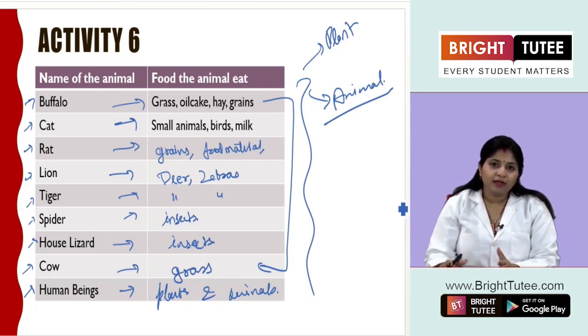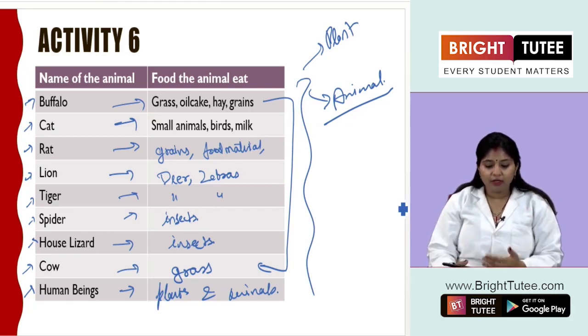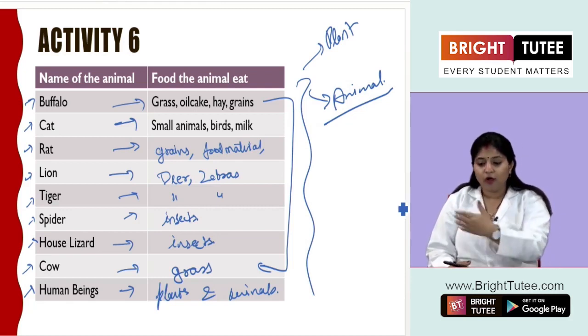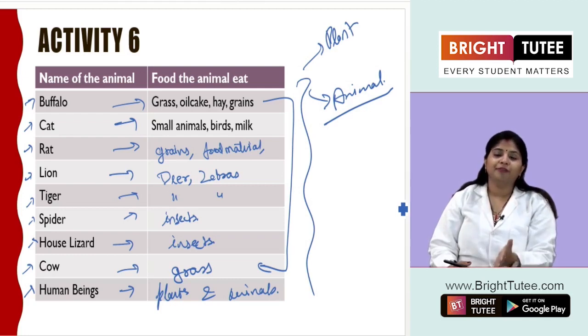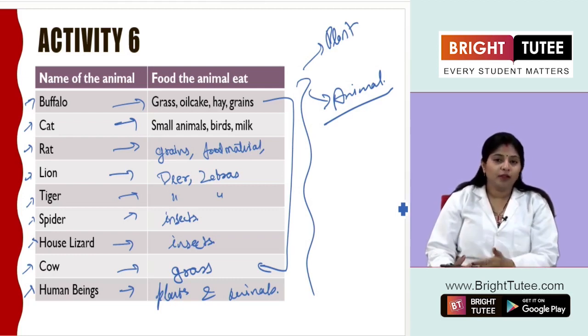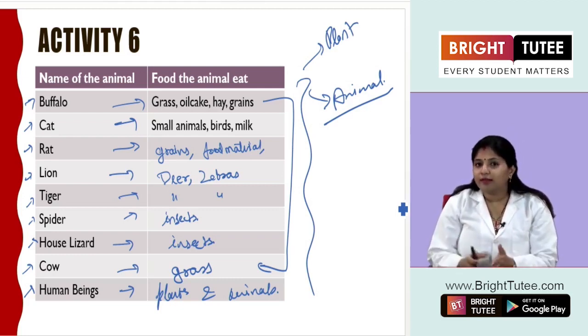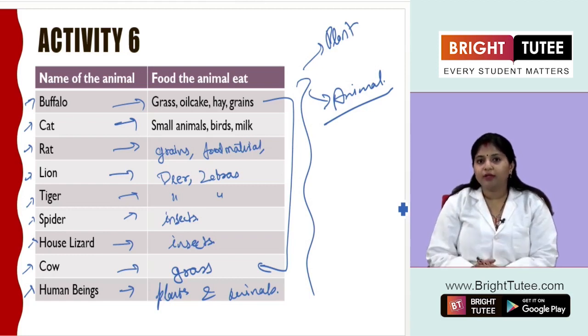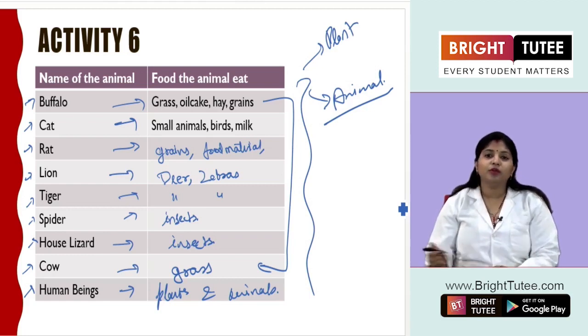So based on this activity, we see that usually animals are dependent either directly on the plants or they are feeding on other animals for their food habits. Based on this activity, we can classify the animals into different ways.